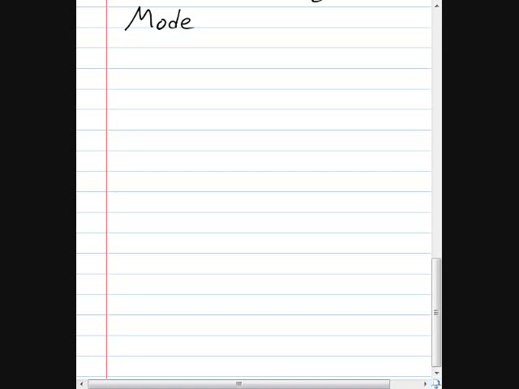The last measure of central tendency that we'll be looking at is the mode. The mode is the most frequent data point or data points in a data set. So for example, consider the data set containing 1, 2, and 1. The mode of this data set is 1.